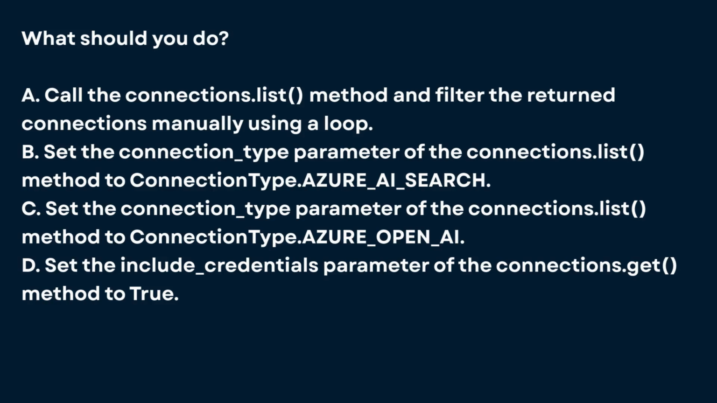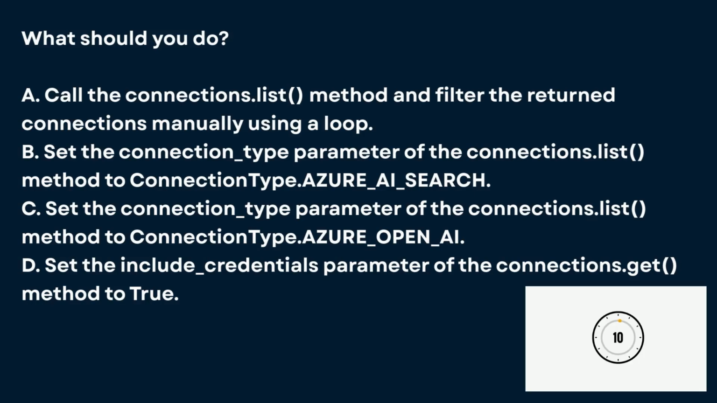Here are the options. Option A, call the connections.list method and filter the results manually using a loop. Option B, set the connection type parameter to Azure AI Search. Option C, set the connection type parameter to Azure OpenAI. Option D, set the include credentials parameter to true.